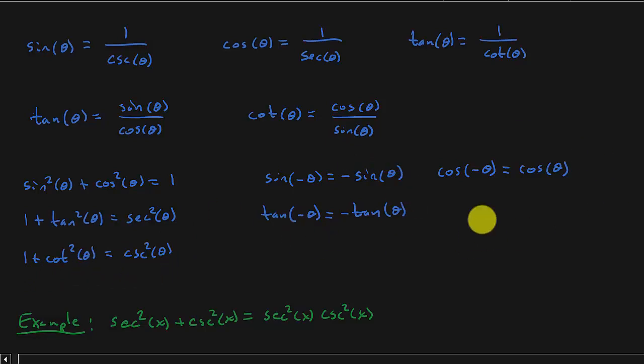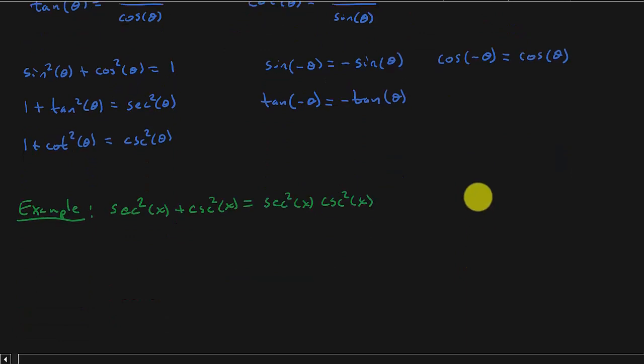And then you've got your negative angle identities. Well, we know sine and tangent are odd functions. Cosine's an even function. So sine of negative theta is negative sine theta. Tangent of negative theta is negative tangent theta. And cosine of negative theta is positive cosine theta. Okay, so you need to know these identities here.